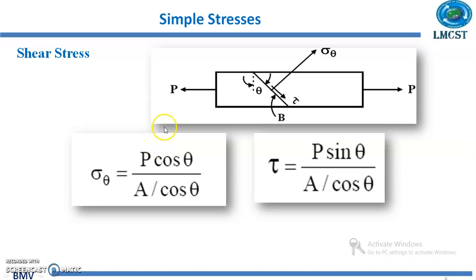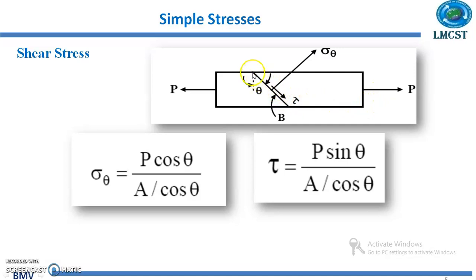Now we have the shear stress. For that I am considering a rectangular section like this, with an external force P acting in this direction. We can see that the external force acting on the member is tensile in nature. So it will produce a tensile stress along this surface, because the force acting on the surface is exactly perpendicular to the surface.